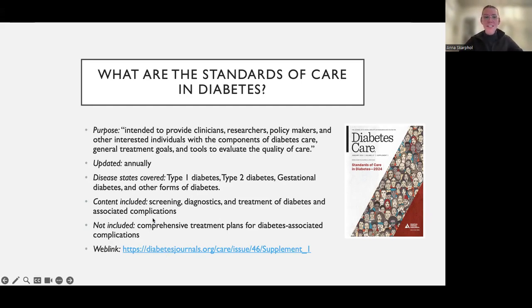The diseases that are covered are type 1 and type 2 diabetes, along with gestational diabetes. The content included goes really in depth through screening, diagnostics, and treatment of diabetes and associated complications. Things that aren't included in these guidelines are comprehensive treatment plans for diabetes-associated complications. The web link is there. I always get to the guidelines by just Googling diabetes standards of care, and that will take you straight to them as well. Next, we're going to get a little bit into how we're going to navigate the guidelines.